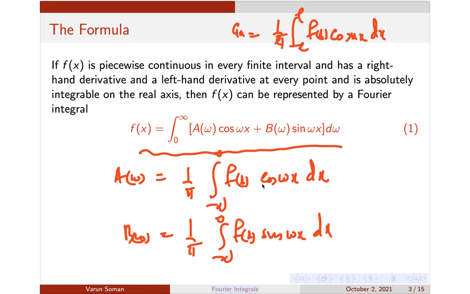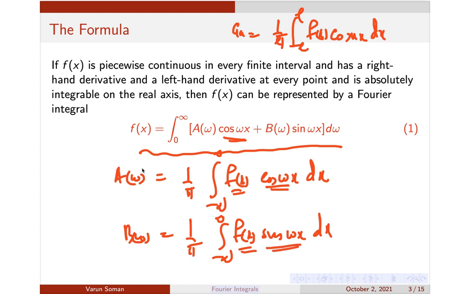Here the period is actually infinity, so that is why it is minus infinity to infinity of f of x into the coefficient of a(omega), which is cos omega x. It will be coming here. So same thing here, it is f of x cos omega x dx. Similarly, it is f of x sin omega x dx for b(omega).